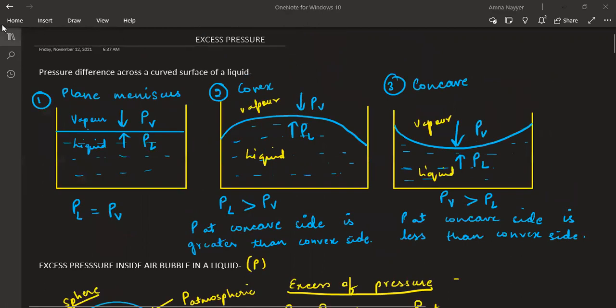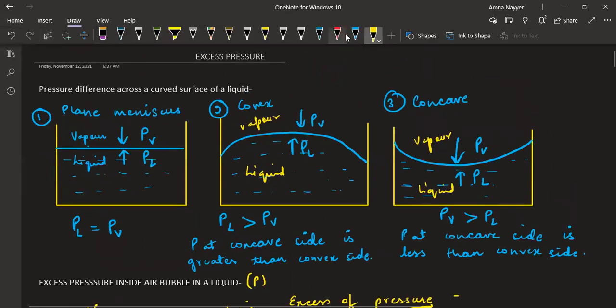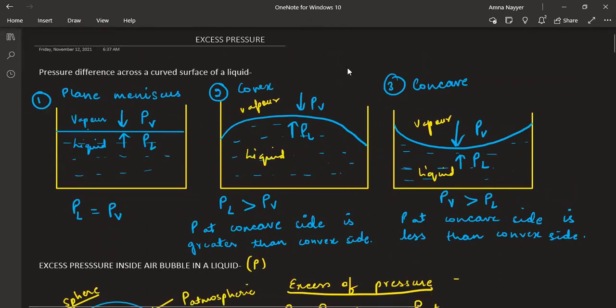See, now the next topic is excess pressure. Excess pressure basically means the total net pressure difference that is there. See, even if you take a glass of water, what will happen? There will be pressure that will be exerted by the atmosphere on the glass. For example, look here. Let's say here is the glass.